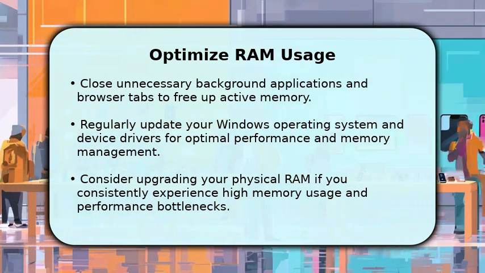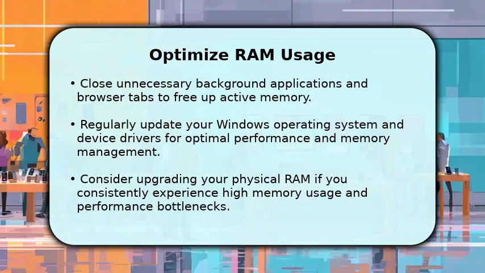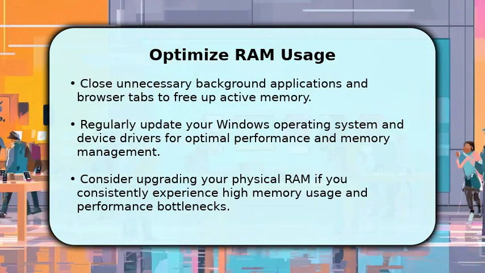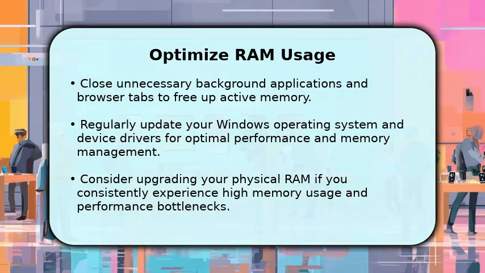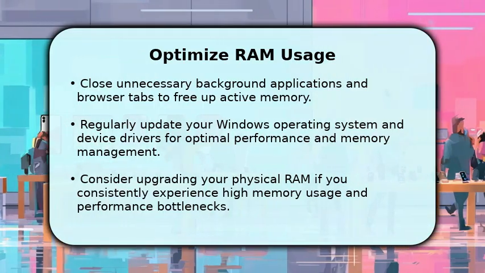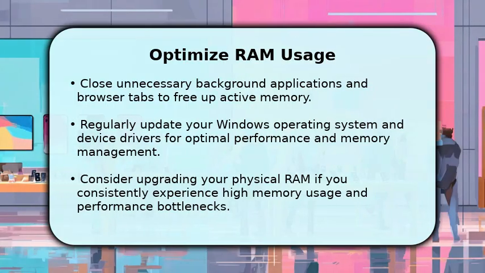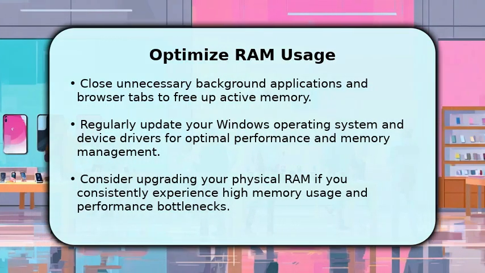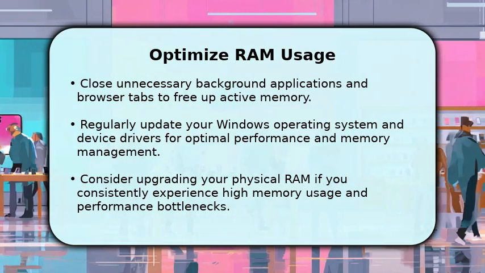Finally, let's discuss ongoing optimization. Always close applications and browser tabs you're not actively using. They consume valuable RAM. Keeping your Windows operating system and device drivers updated is also essential, as updates often include memory management improvements. If you frequently find your system struggling with high memory usage, even after these steps, it might be time to consider upgrading your physical RAM for a significant performance boost.